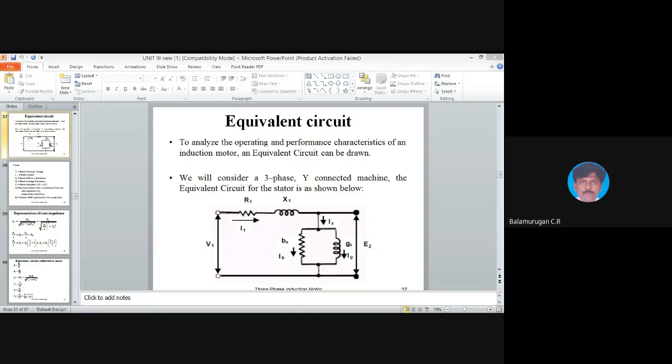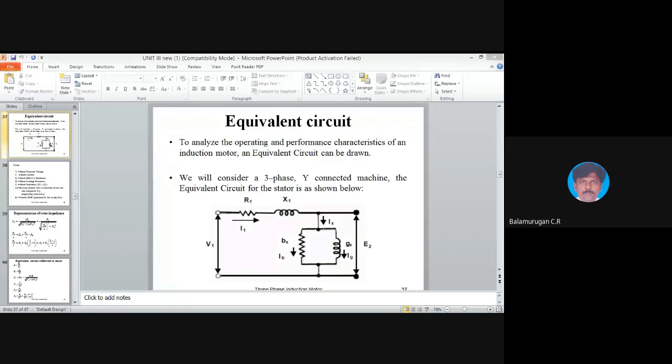So are you having any doubt in this expression? So you can take the notes. Some expressions will not be available in the PPT, or you have to refer to many books. Okay, so are you clear with this?